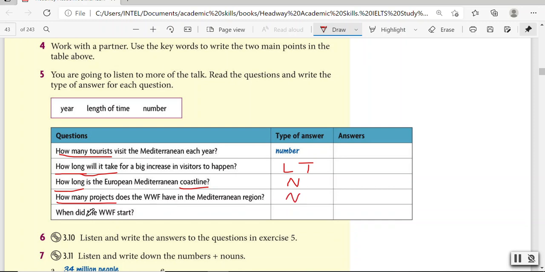And the last one, when did the WWF start? When? We can answer this question by what year? Year.